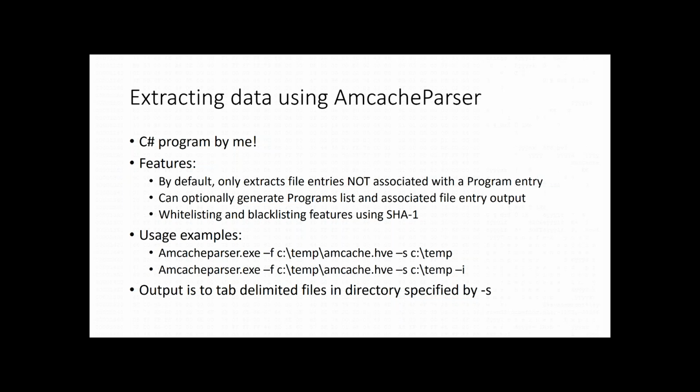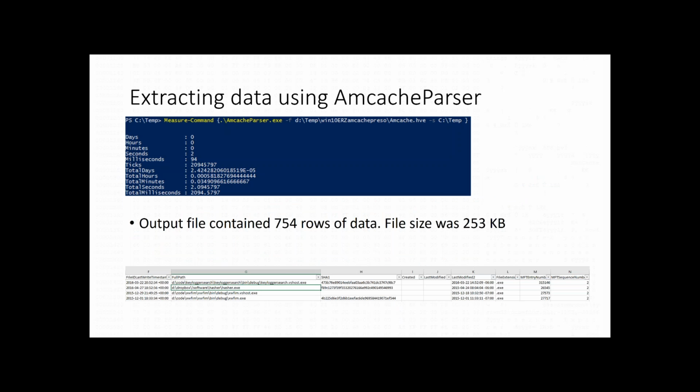So output is tab delimited, and it will automatically create the TSV files in the directory that's specified by the S switch. So you can see some examples there. It's very straightforward. You just have your Hive, and you give it a directory, and it will do its thing. So again, at the top we have some metrics. At the bottom you can see it's the same Hive, but we've only extracted out 754 rows. So this is again just a subset of what you'll get in that CSV file.